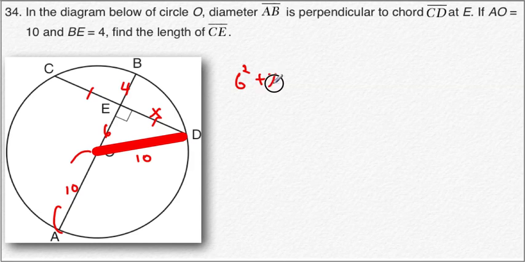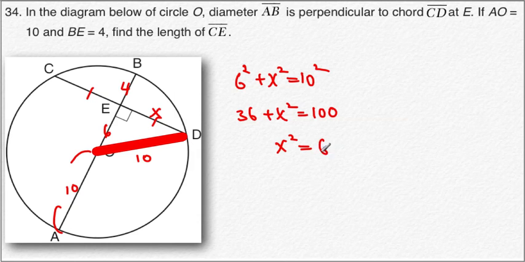6 squared plus X squared is equal to 10 squared. Then 36 plus X squared must be equal to 100, where X squared must be equal to 64 by subtracting 36. X then must be equal to 8. Now, since X equals 8, CE also is equal to 8.